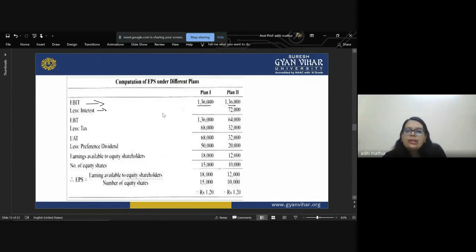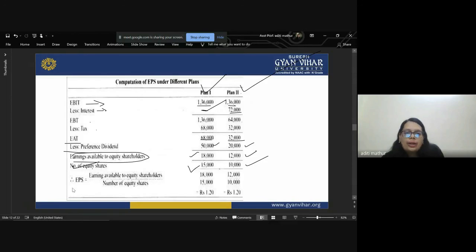We will deduct our interest. For plan 1, we don't have any interest, but for plan 2, we have 72,000. So our EBT is 136 and 64. Then we will deduct the tax at the rate of 50%. So your EAT after deduction of tax is 68,000 and 32,000. We will deduct the preference dividend, which is 50,000 and 20,000. You will get earning available for equity shareholders, that is 18,000 and 12,000. Your number of equity shares for plan A is 15,000 and for plan B is 10,000. So your EPS is going to be 1.2 and 1.2, which is the same.